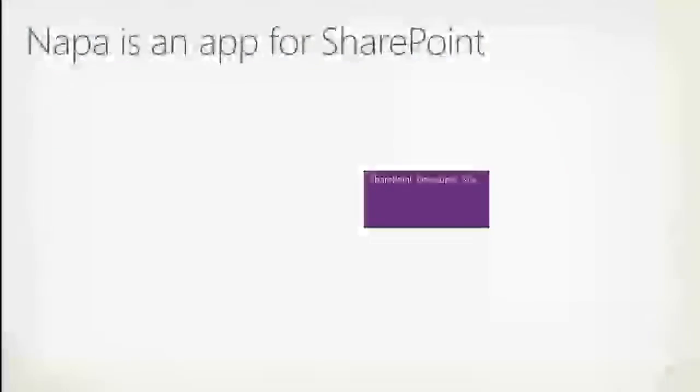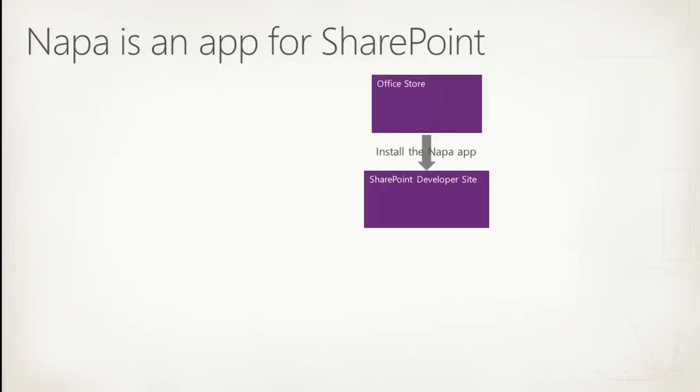So now that we've actually talked about apps for Office, apps for SharePoint, Office-enabled apps for SharePoint, we've talked about provider-hosted, we can now talk about how Napa is an app for SharePoint. So we use the same cloud app model that we've been talking about at this conference to build Napa. So it works the way that you would expect. So we start, in the case of Napa, on the SharePoint developer site. Go to the Office store, install the Napa app.